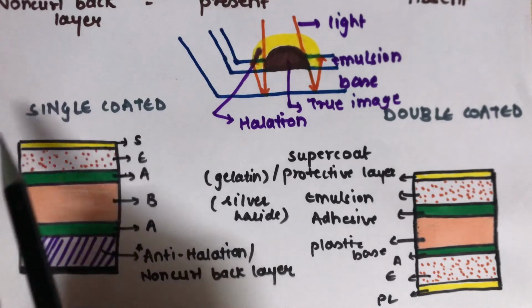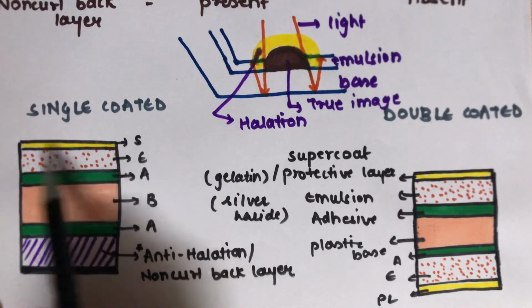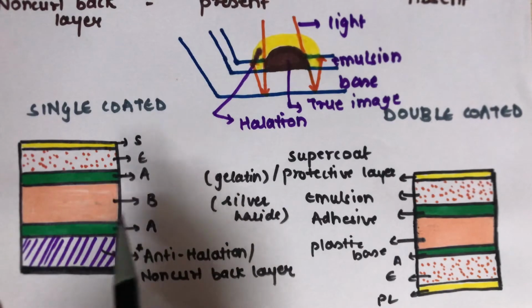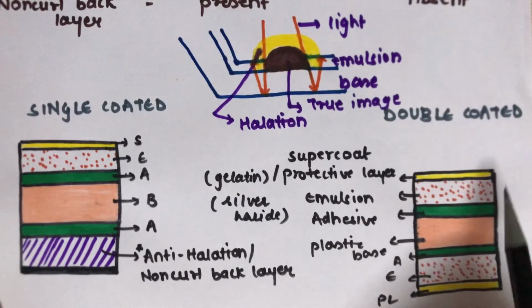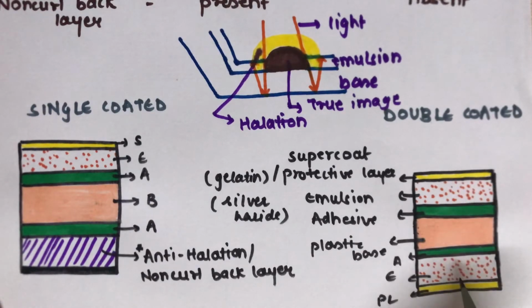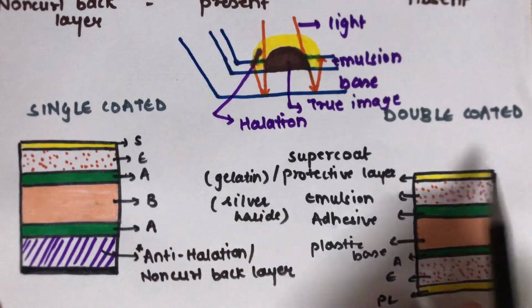Now in this diagram, as I have said, this is a single coated, so this is a super coat. This is an emulsion layer. This is a single layer in a single coated. These two are the adhesive and this is a base. I'm going to explain this in depth in later videos. Over here this is a super coat and there are two layers. You can see there are two layers on either side of it. These two layers are the emulsion, again adhesive and the base. But you won't find the anti-halation or the non-curl back layer in this double coated.